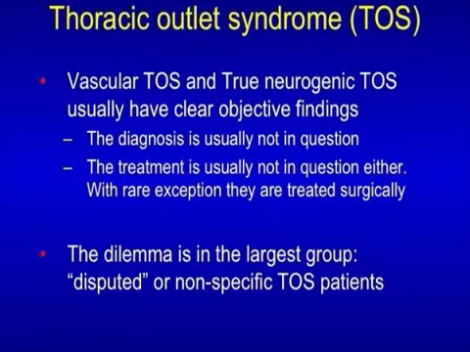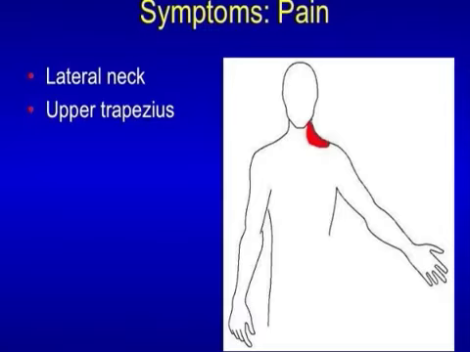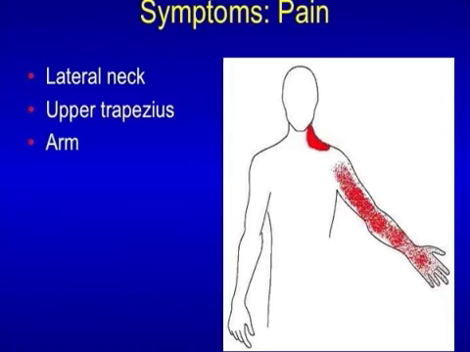The real dilemma is in the largest group, the disputed neurogenic TOS. They typically present with symptoms of pain. I'd say of the last couple hundred patients I've seen, one patient did not complain of pain. They purely had paresthesias. Where they almost all complain of pain is in the lateral neck and upper trapezius region. They'll also have pain down the arm. About half of the patients will have a diffuse, non-localized pain of the upper extremity. The other half will tend to localize.